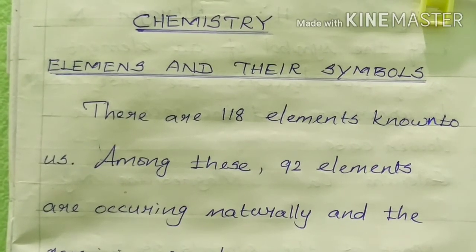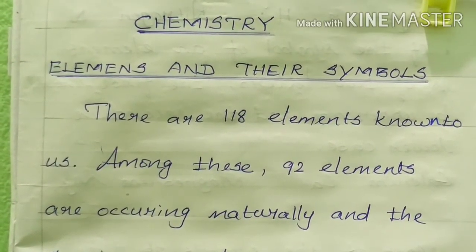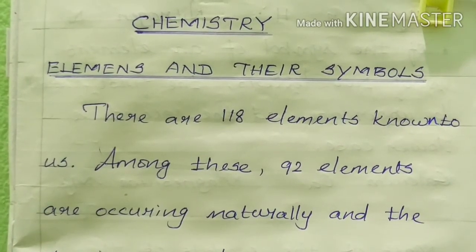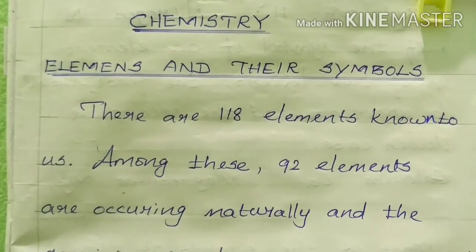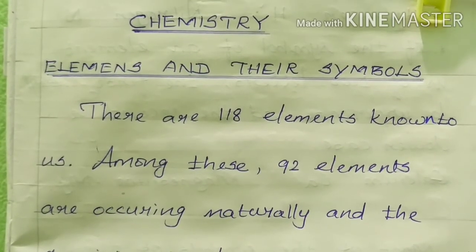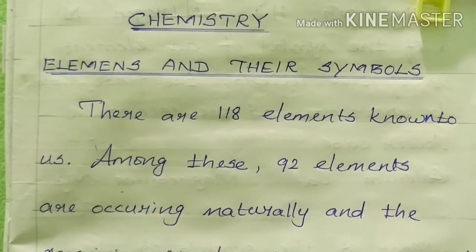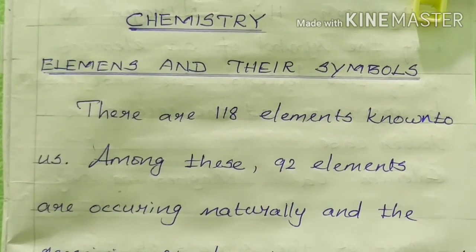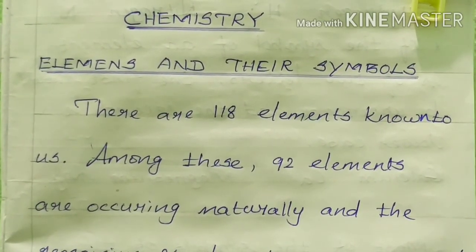Viewers, so far we have seen the names of some elements derived from Latin, places, scientists, planets and mythological characters, and the symbols of those elements. If you read it again and again and keep the rules in your mind, it will be easier for you to write the symbols of other elements which have similar names.